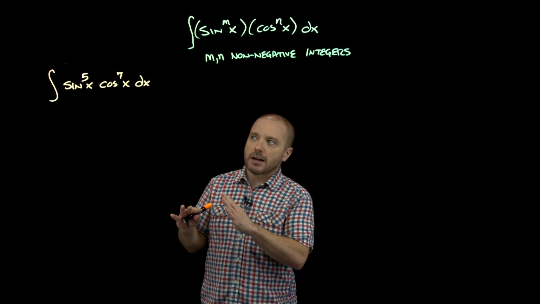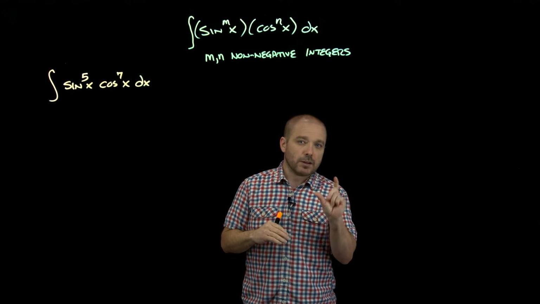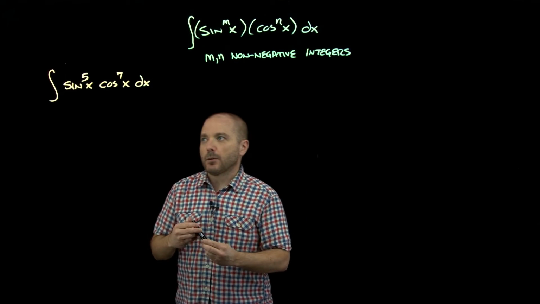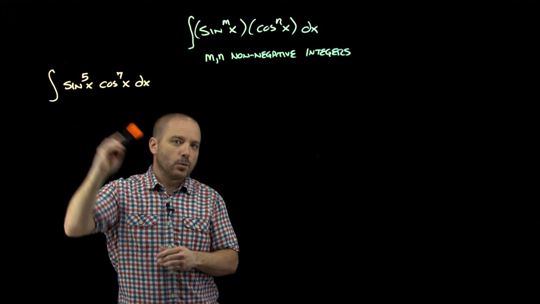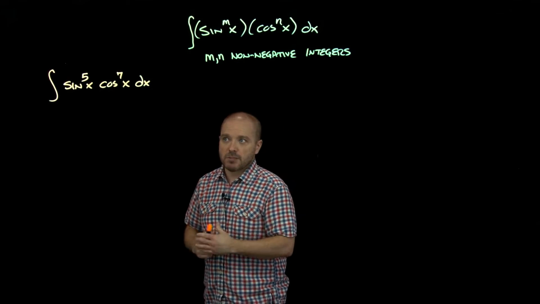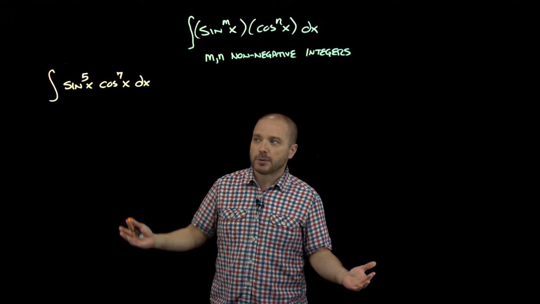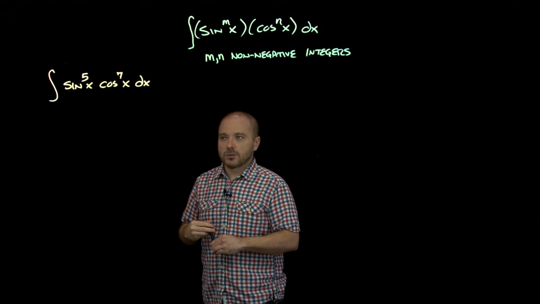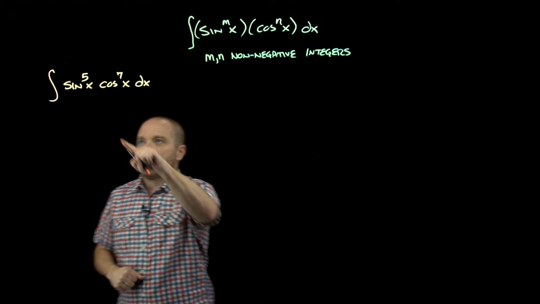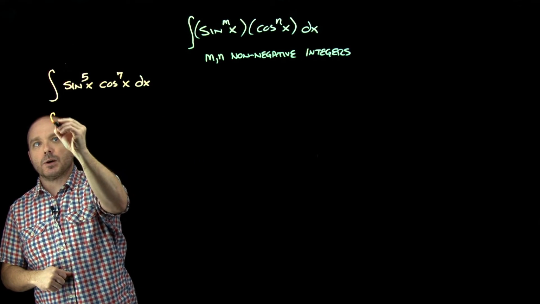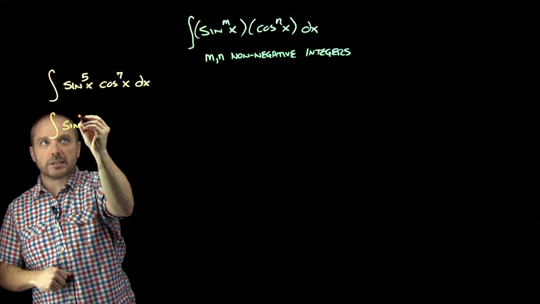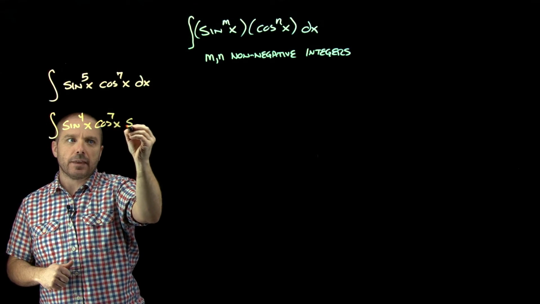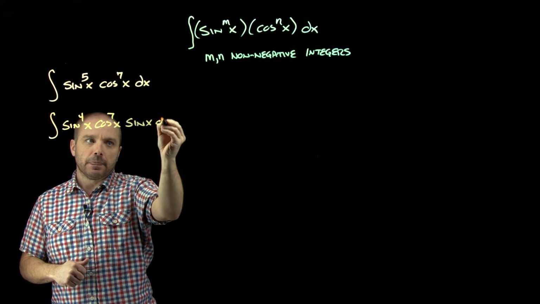We're going to try and rewrite that so that one of those trig functions is now just first degree. And the one that we're going to do that to is the one that's the smaller odd degree. If there's only one odd, you have no choice. But if you have two of them, we're going to mess with the one of lesser degree. So the first step is to factor one of those off. So I'm going to take one of those sines off. That's sine to the 4th, cosine to the 7th, and I'm going to write that sine at the end.